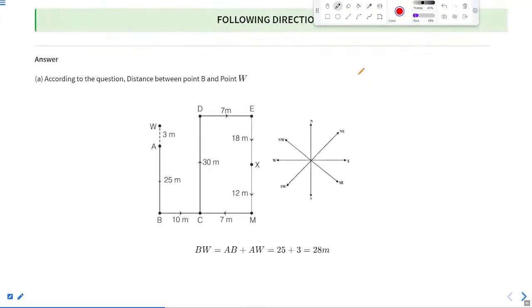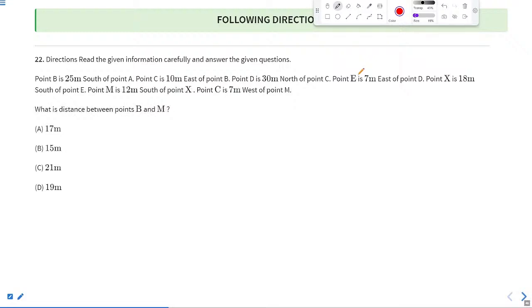According to the question, the distance between B and W is AB plus AW, which is 25 plus 3, 28 meters. Read this given information carefully and answer the question.